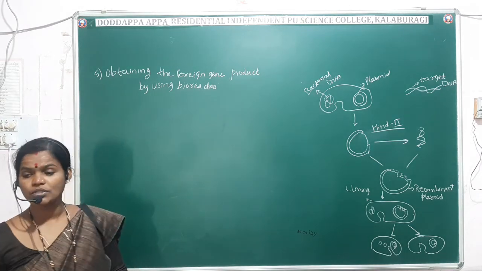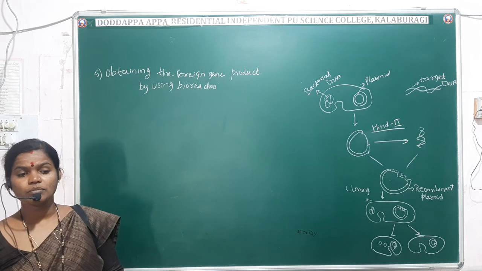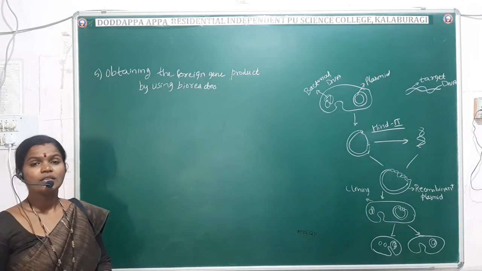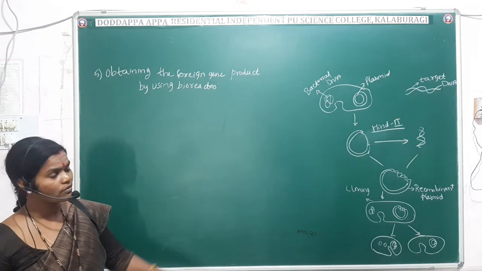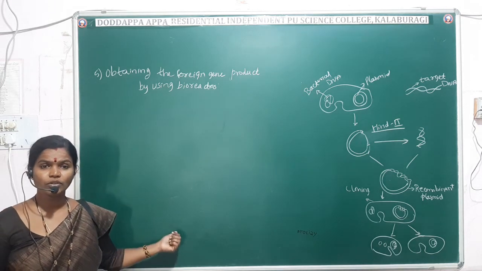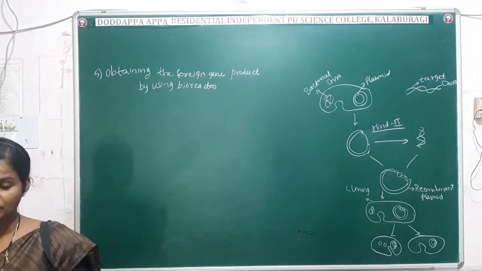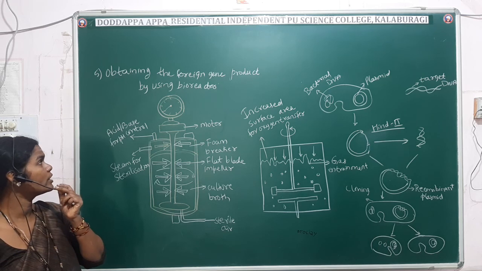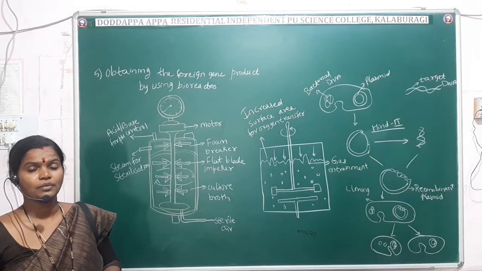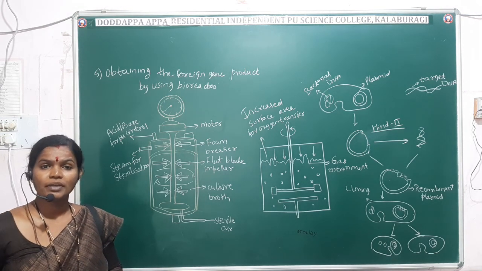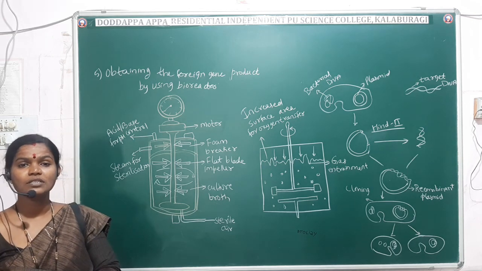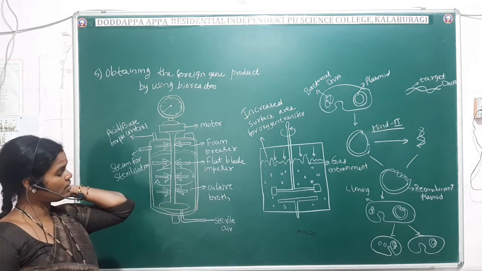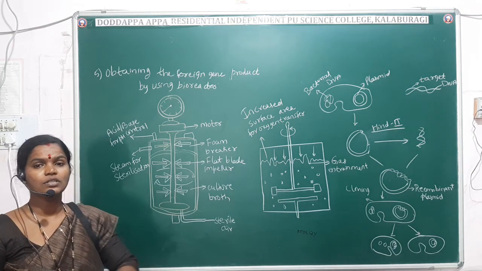Next we are going to see obtaining the foreign gene product by using the bioreactor. Before going to these steps, do the revision of all the steps, then we'll go for this concept. Well students, this is the fifth step, obtaining the foreign gene product by using the bioreactor. Before going to this step in detail, we have to see the use of the bioreactor and how many types of bioreactor there are, and the structure of the bioreactor.